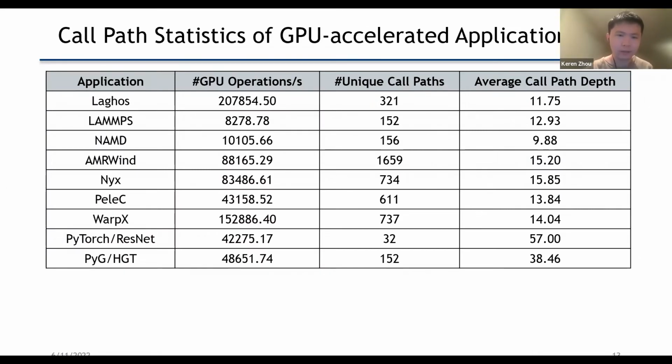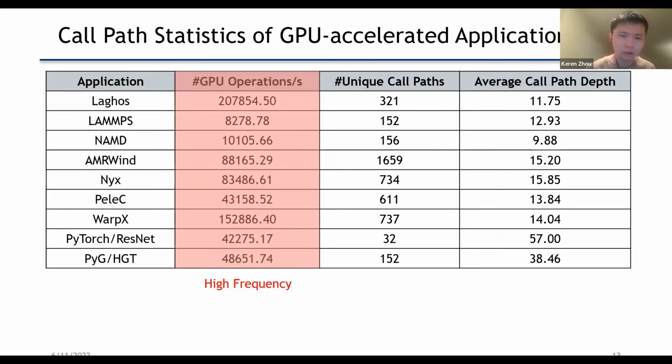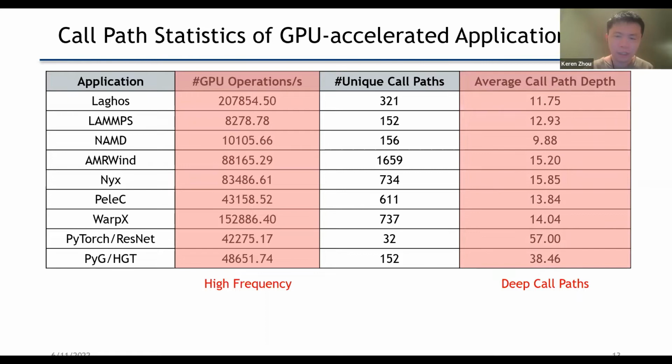To give you more sense of this problem, we provide statistics for the applications we studied in this table. For each application, we provide the number of GPU operations per second, the unique call paths associated with this application, and the average call path depth. From the first column, we can see that each of the applications incurs highly frequent GPU operations. For applications such as Lagos, it has more than 200,000 GPU operations per second, which is quite a large number because for CPU sampling, we could have only 2,000 samples per second. Besides, what's more important, for each GPU operation, the call path is also very deep. Based on these two problems, we can see how we could incur high overhead for our tool.